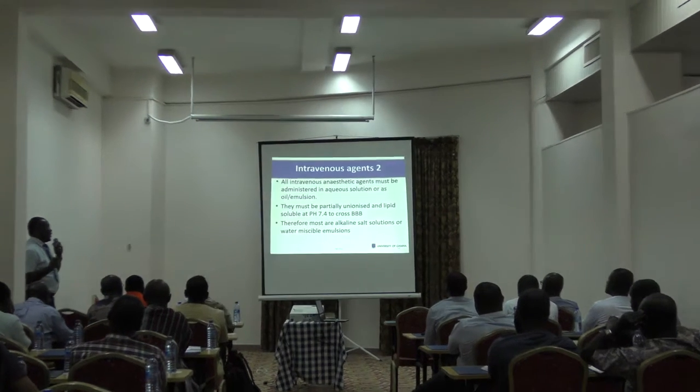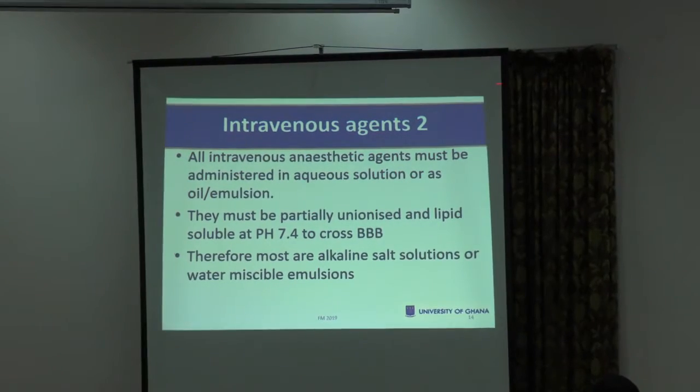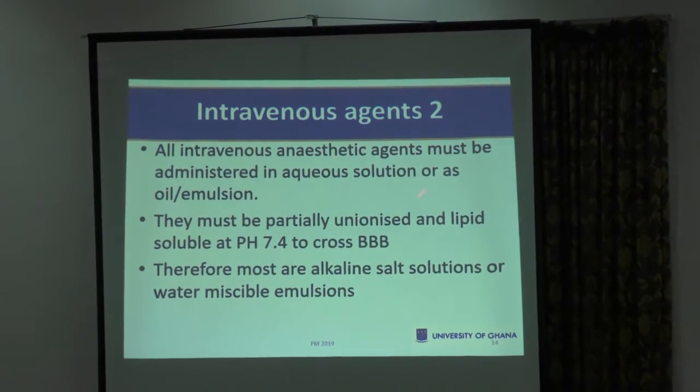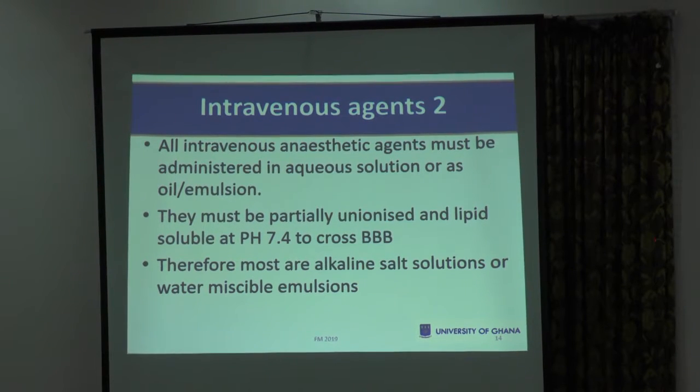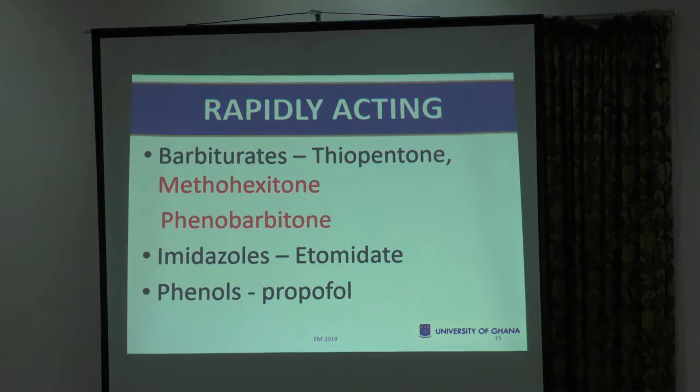Now, I want you to understand, all intravenous anesthetic agents come either in aqueous solution or as an oil emulsion. And they should be unionized at body pH for them to cross the blood-brain barrier. If your drug is highly ionized, then it doesn't cross the blood-brain barrier. Atropine is very highly charged. It doesn't cross the blood-brain barrier. Okay, all our anesthetic agents are oil or let's say lipid soluble, so they cross the blood-brain barrier relatively easily.